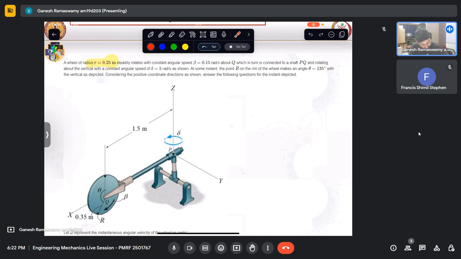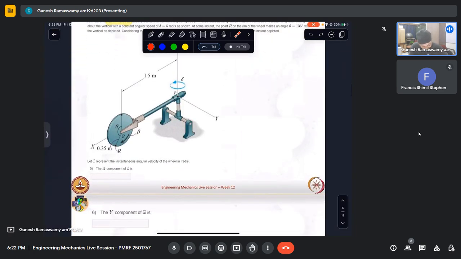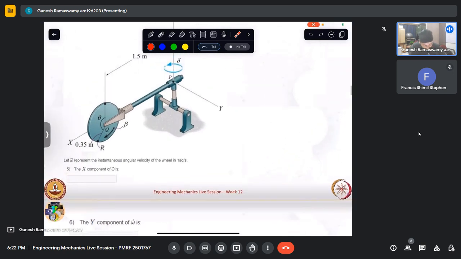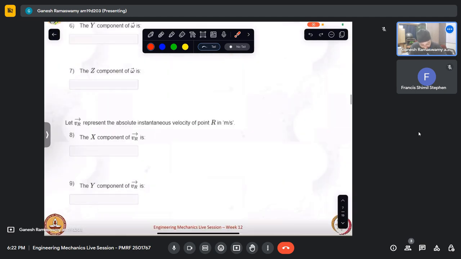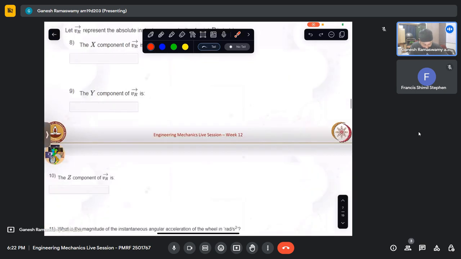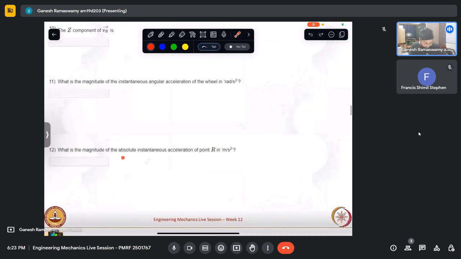Very well. So answer the following questions at the instant depicted is what is asked. Let omega represent the instantaneous angular velocity of the wheel. What are its XYZ components? Let VR represent the absolute instantaneous velocity of point R. What are its XYZ components? What is the magnitude of the instantaneous angular acceleration vector of the wheel? What is the magnitude of the absolute instantaneous acceleration of point R?